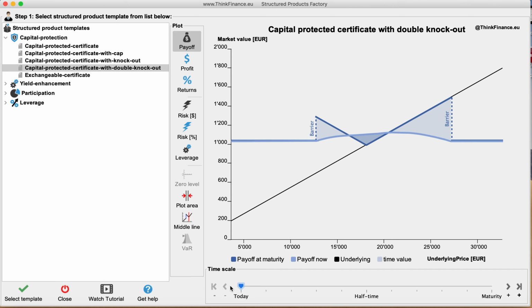To sum it up, time value is the difference between the value at issuance and maturity. It can be positive, which is typically the case for convex payoffs. In that case, time works against you as an investor. Then we have concave payoffs, where time value is typically negative, which means as an investor, time works in your favor. That concludes our introduction.